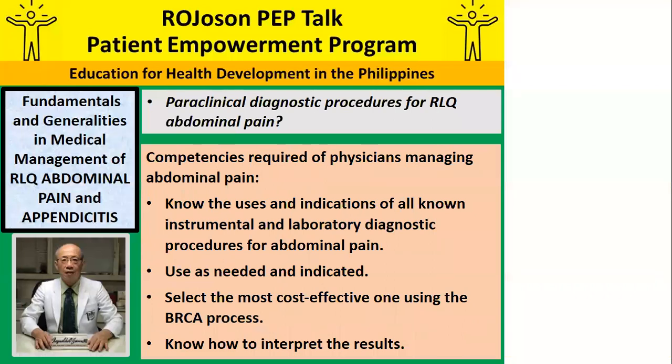Competencies required of physicians managing right lower quadrant pain, or any abdominal pain for that matter. The physician must know the uses and indications of all known instrumental and laboratory diagnostic procedures for abdominal pain so that he will be knowledgeable in how to make a selection, and then use them as needed and as indicated only. They have to use the BRCA process to select the most cost-effective one, and they must also know how to interpret the results of the diagnostic procedures.